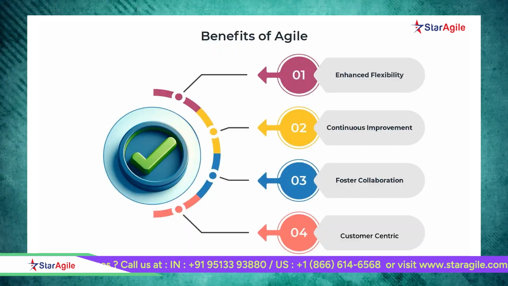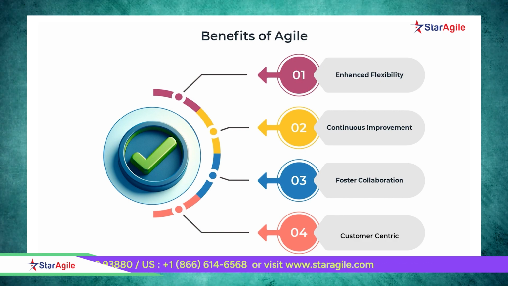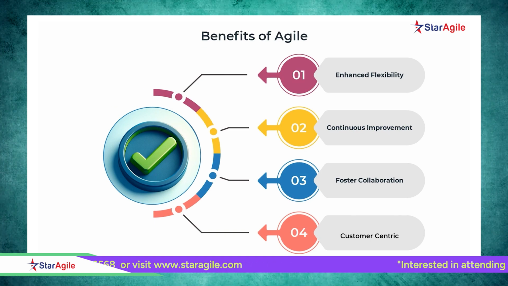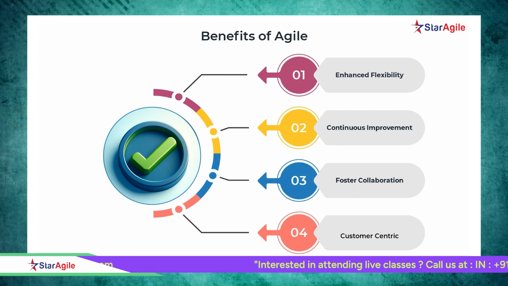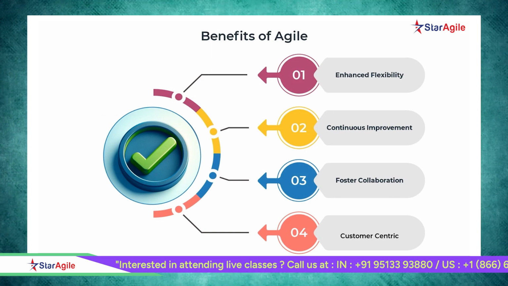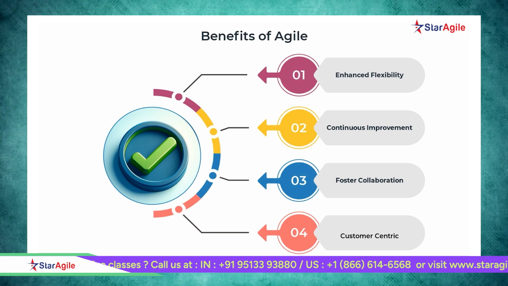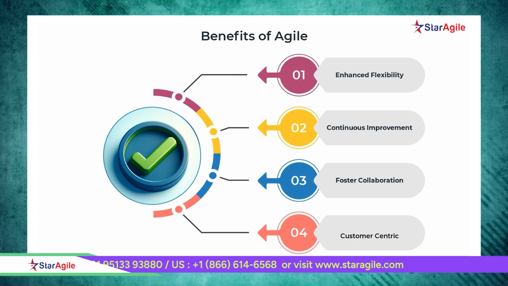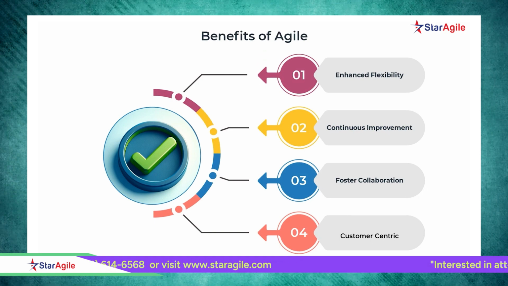Let us look at the benefits of agile. Agile embraces change as a natural and inevitable part of the development process. Rather than resisting change, agile teams welcome it and use feedback to continuously refine and improve the product. This ability to adapt to changing requirements and circumstances enables organizations to stay responsive and resilient in the face of uncertainty. It promotes continuous integration, testing, and feedback, which helps identify and address issues early in the development process.